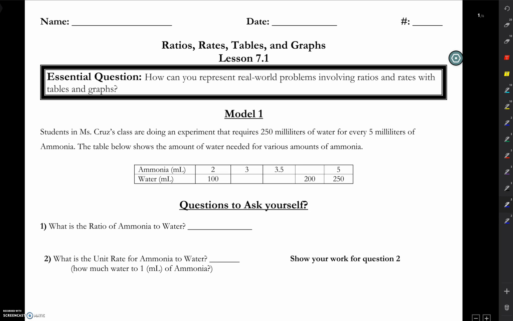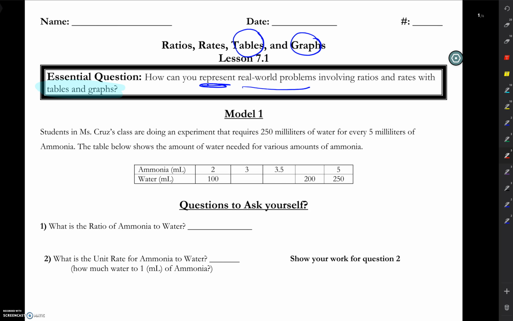Okay, boys and girls, now we're moving on to lesson 7.1, and we're still working with ratios, rates, tables, and graphs. We're going to add the tables, and we're going to add the graphs. So today, our essential question is, how can you represent real-world problems involving ratios and rates with tables and graphs? So that's what we're going to be working with, tables and graphs. Remember, at any time you can pause the video.